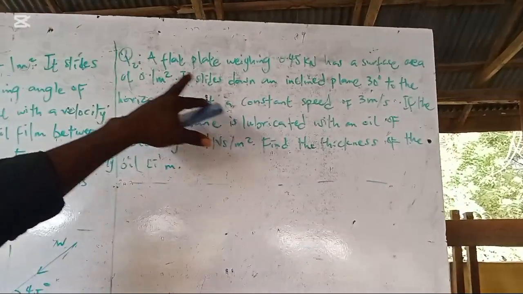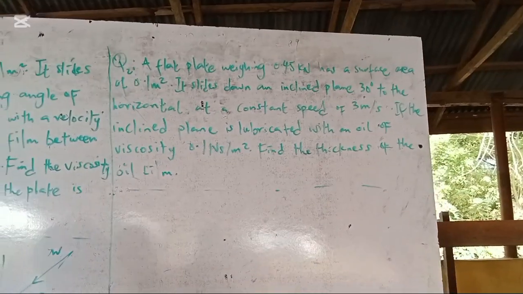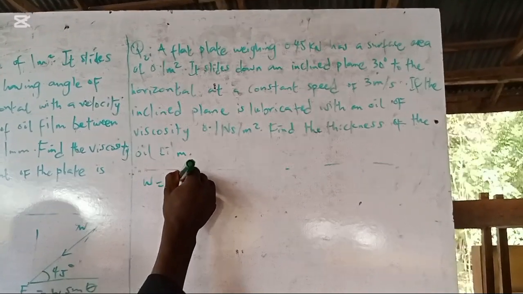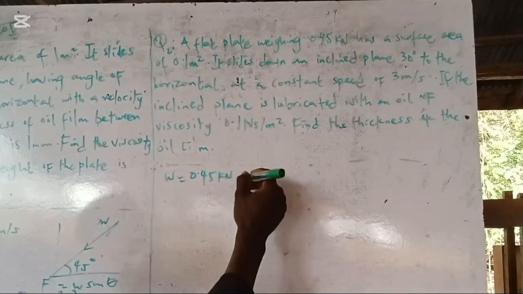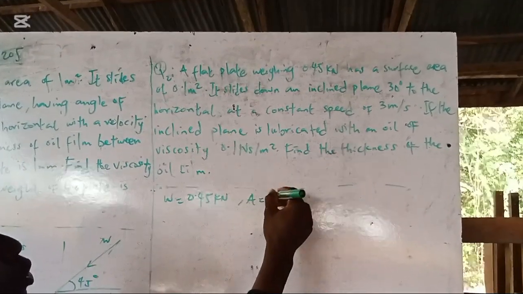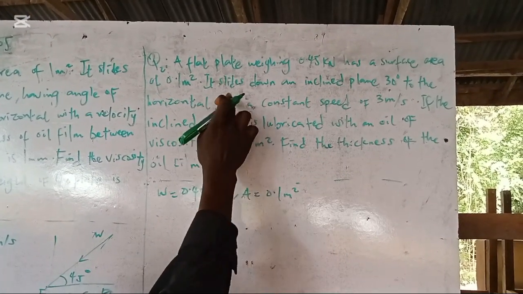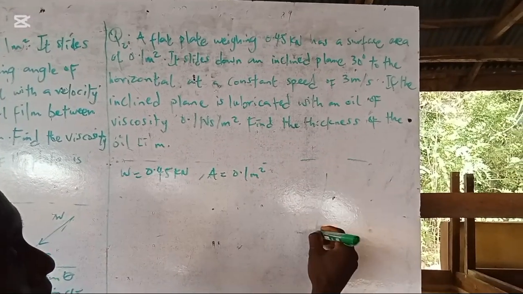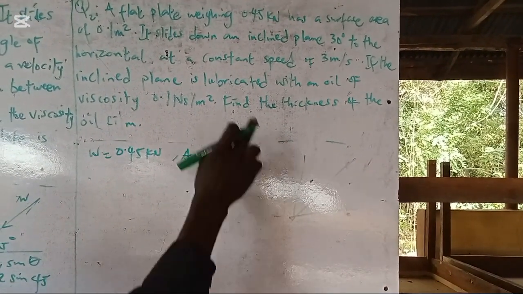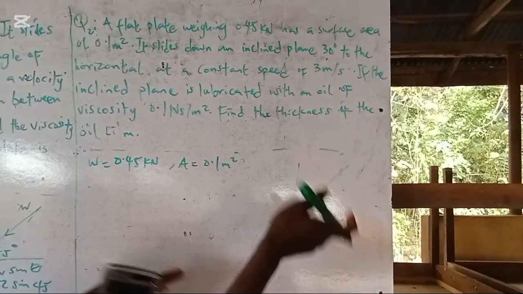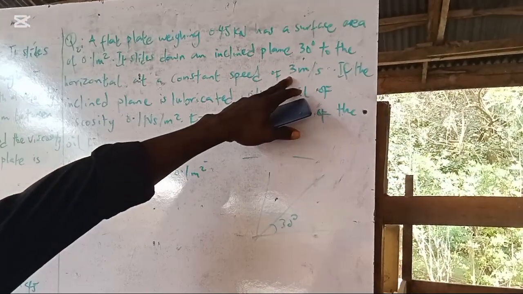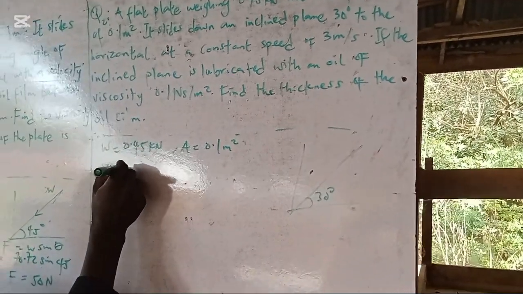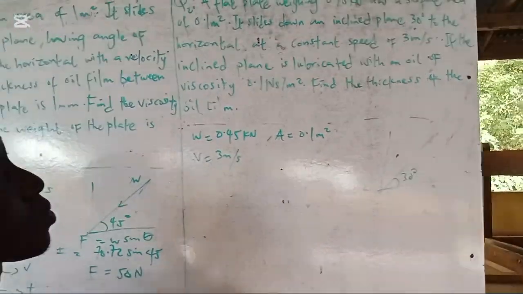Now let's go to the second one. A flat plate weighing 0.45 kilonewton has a surface area of 0.1 meter square. It slides down an inclined plane making an angle of 30 degrees to the horizontal. So we have 30 degrees here. At a constant speed of 3 meters per second, that means your V is 3 meters per second.